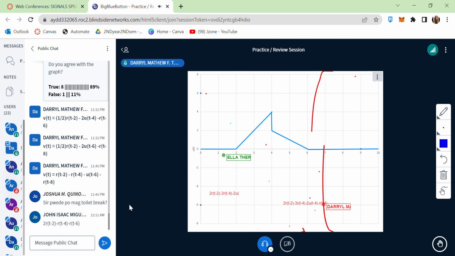Yung nasa middle, bakit ka nagdagdag ng isa pang minus RT minus 4? Also, this red line, kung kaninong annotation to, kindly erase.